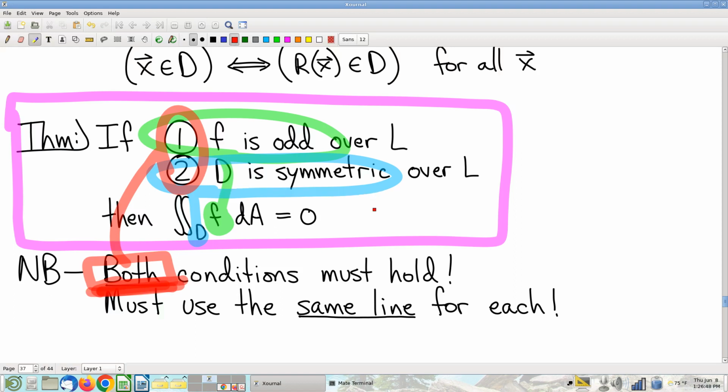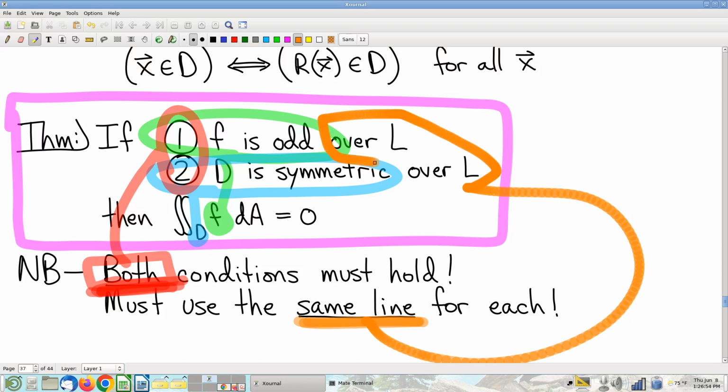Furthermore, and again, another dangerous scenario, it's got to be the same line for both of these conditions. You can't have odd symmetry over one line and then a symmetric domain over a different line. The argument just doesn't work. Right? So, no.